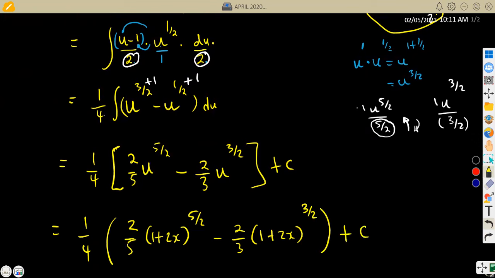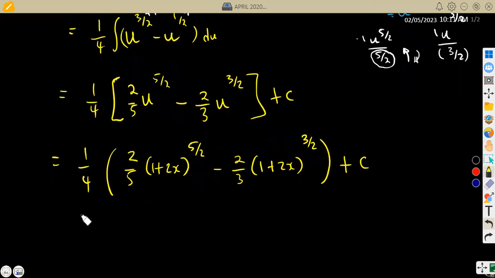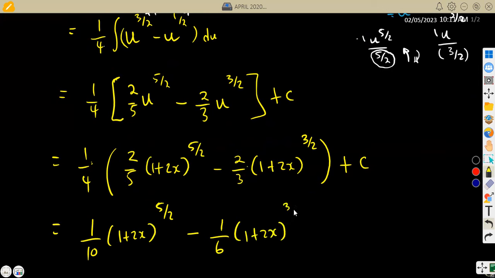Okay, so you can choose to leave your answer at this stage, guys. This is fine at this stage. You can choose to leave your answer like this, or you can multiply back everything by 1 over 4. So that's 1 over 4 times 2 over 5, which is going to give us 1 over 10. So that's 1 over 10 into 1 plus 2x to the exponent of 5 over 2 minus 1 over 4 times 2 over 3, which is going to give us negative 1 over 6 into 1 plus 2x to the exponent of 3 over 2 plus the constant of integration. Okay, so that's our final answer if you decide to expand the brackets. But if you do not want to, then you can just leave it at that stage, still fine.